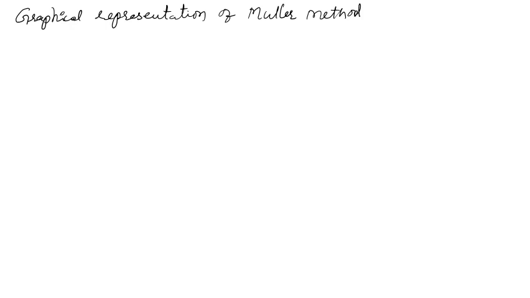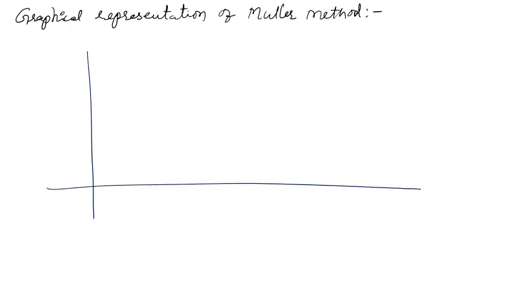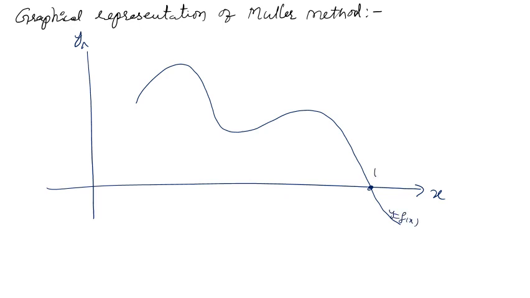Now the graphical representation of Muller method. I will explain directly through a graph. This is the x-axis and this is the y-axis. Let me consider one graph like this. This is the curve y equal to f of x. The curve cuts the x-axis at the exact root.